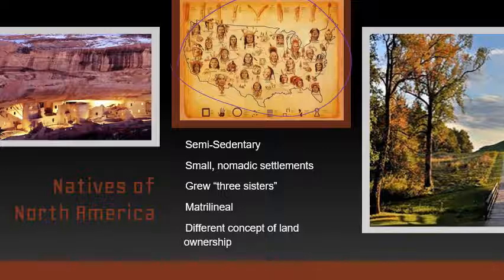Most of them grow the three sisters, maize, squash, and beans. So they do grow things. They weren't just hunting, they did have agriculture. The things that really set them apart, though, from Europeans and that made them very much other in European minds had to do with their hierarchy and their ideas about land ownership.